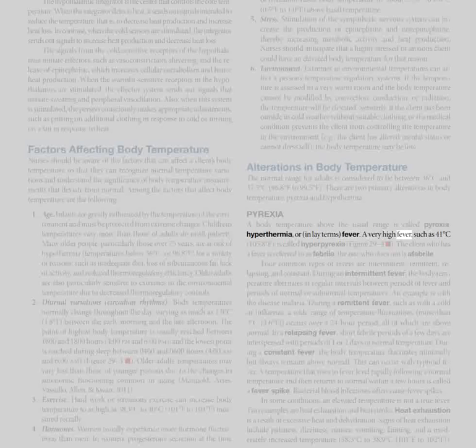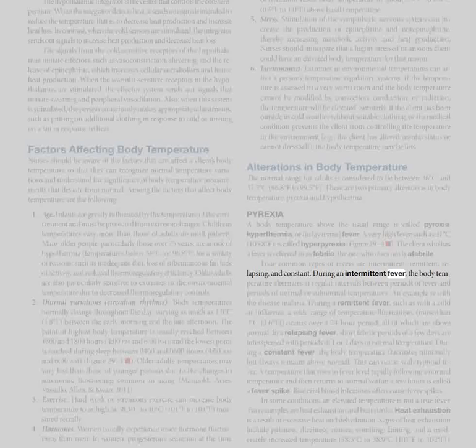A very high fever, such as 41 degrees Celsius, 105.8 degrees Fahrenheit, is called hyperpyrexia, figure 29-4. The client who has a fever is referred to as febrile, the one who does not is afebrile. Four common types of fevers are intermittent, remittent, relapsing, and constant.